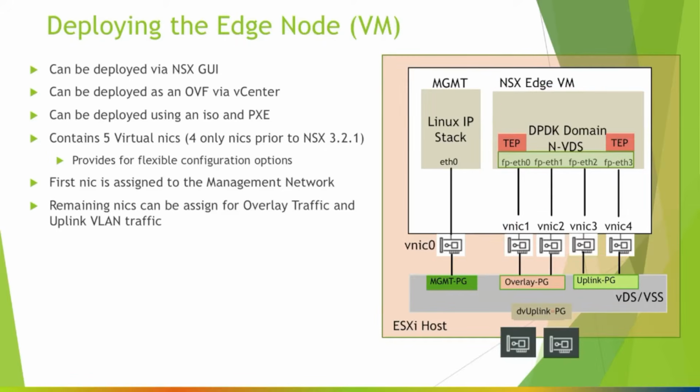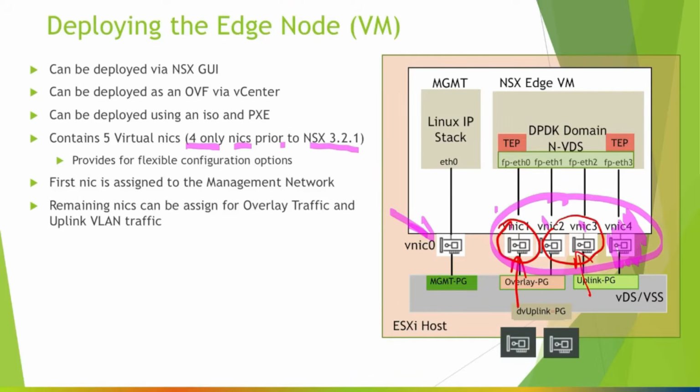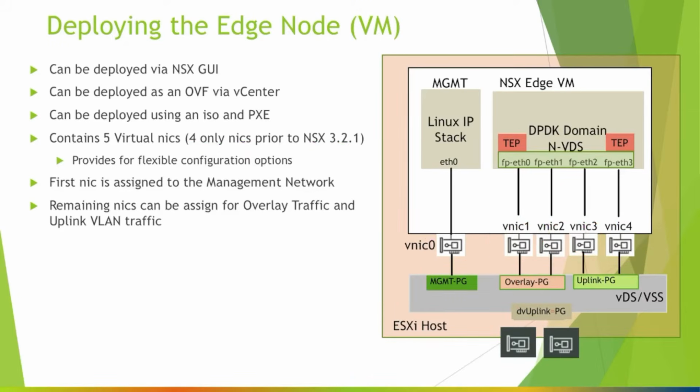Now, this wasn't always the case. It says 4 NICs only prior to 3.2.1. So prior to 3.2.1, we only had one for management, and then we had NICs 1, 2, and 3. So that kind of limited us on what we could do. I could say, well, I'll use this NIC here for overlay, and these other two for VLAN traffic. Or maybe I'll do these two NICs for overlay and just that one for VLAN. Remember, that NIC didn't exist. So it really restricted us on what we could do.